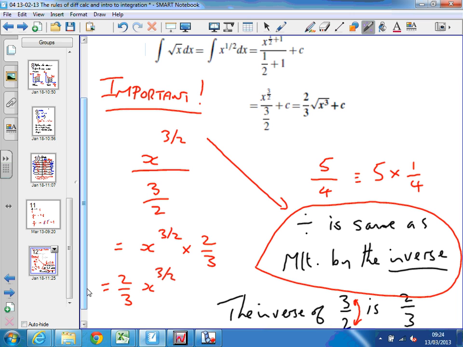The important thing to note here is this, look. Dividing is the same as multiplying by the inverse. So x to the 3 over 2 divided by 3 over 2 becomes x to the 3 over 2 times 2 over 3, or 2/3 of x to the 3 over 2. And that I'd expect you to do if you're applying this rule. If you're dividing by a fraction, invert and multiply.